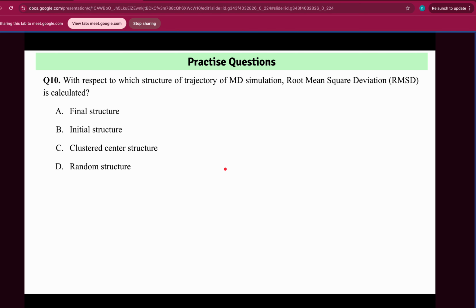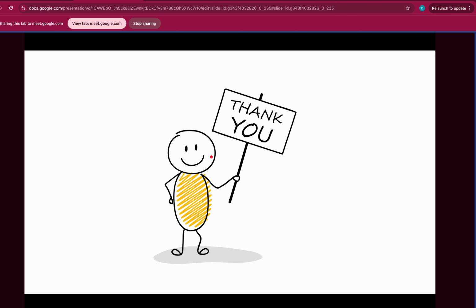Okay, so the right answer is option B, the initial structure, because we have seen that to calculate the root mean square deviation, we have an initial structure, then a final structure obtained after MD simulations. We compare these structures to find out how much my final structure varies from my initial structure. So this was the last question for today's session.